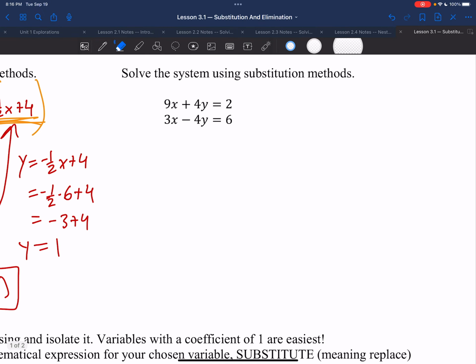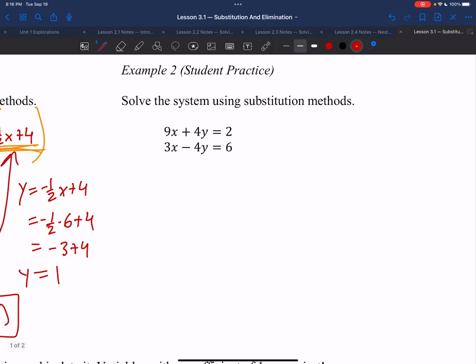Okay. We're going to work example 2, which from class is just student practice. So actually I gave this to you guys, but I'm going to cover it in the video anyway. My recommendation, if you're watching this from home for the first time, is to pause the video and try this on your own, okay? Solve this system using substitution methods.